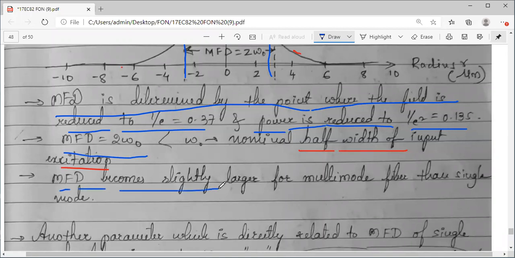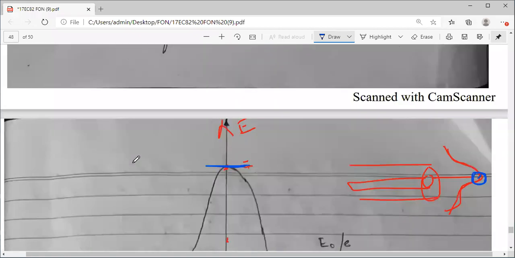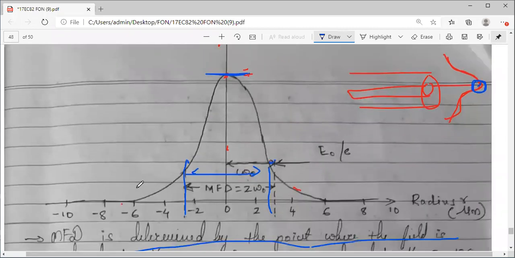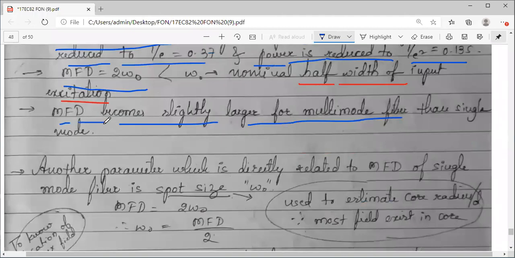MFD becomes slightly larger for multi-mode fibers. Whatever I'm dealing with now, whether it is cutoff wavelength or mode field diameter, spot size, I'm talking about single mode operation. But if it comes to multi-mode operation, the MFD value is a bit larger, because the field will penetrate more into the cladding. So because of that, instead of single mode, if you go for multi-mode, the MFD value will be a bit larger.